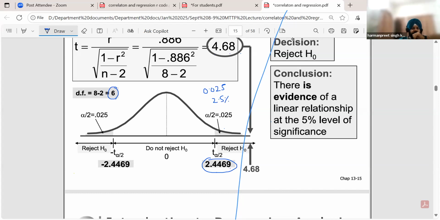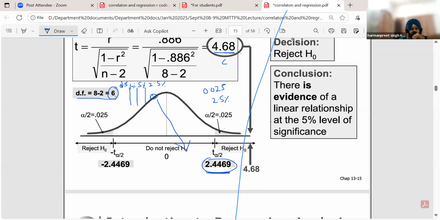How to make a decision based upon the calculated value? Whatever calculated value we have derived here, we have to compare with the tabulated value. And how to get the tabulated value? We have to go to the distribution table, to 6 degrees of freedom, and corresponding to that there will be some columns. This column shows 1%, this shows 10%, this 5%, 2.5%. Then you have to go to the 2.5% column, see which row corresponds to 6 degrees of freedom, and then select that value. That value will be 2.4469.